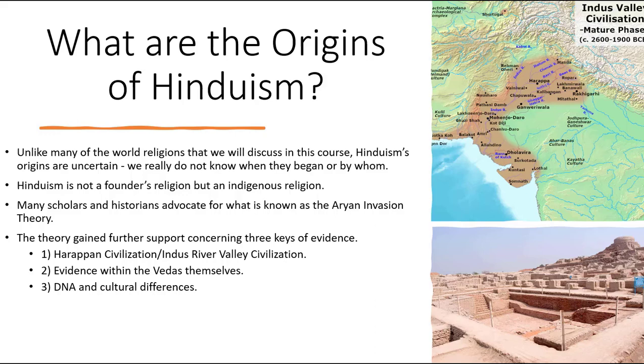The theory gained further and further support as archaeologists, historians and anthropologists started to uncover more and more territory. The first of the big evidence came between the years 1829 and 1842, when the British explorer and intelligence officer Charles Masson discovered ruins of ancient cities throughout the Indus River Valley. These ancient cities were later identified, as you can see here on the map. Masson first believed that these were ancient cities left over from the Greek invasion of Alexander the Great.